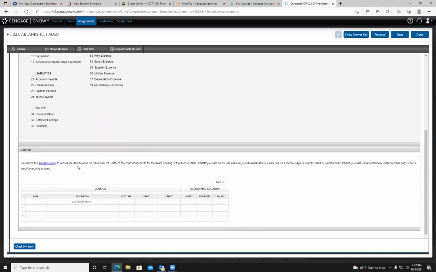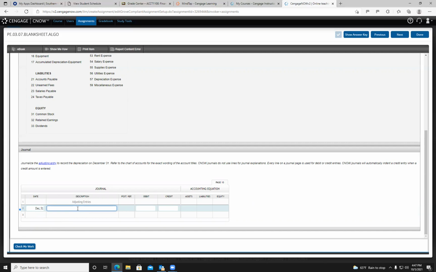This is an entry we're going to do at the end of the year because it's an adjusting entry for all the depreciation that has accumulated throughout the year. It's not uncommon for companies to record depreciation once a year at the end of the year. Most companies do not do it monthly nor quarterly. Most companies do depreciation annually.